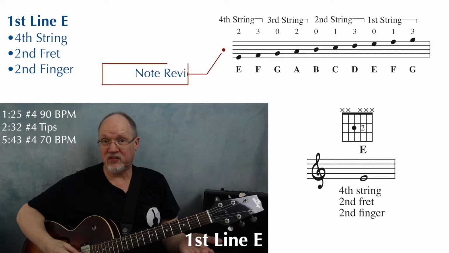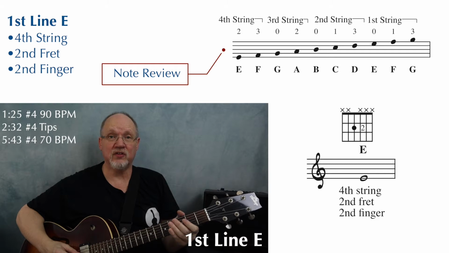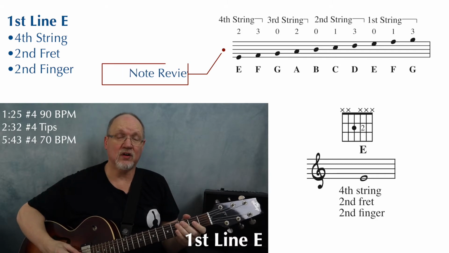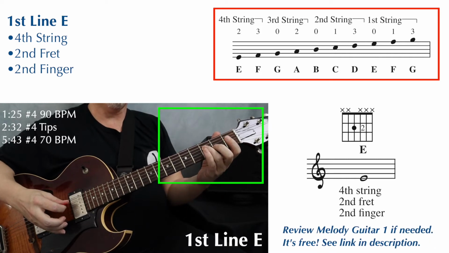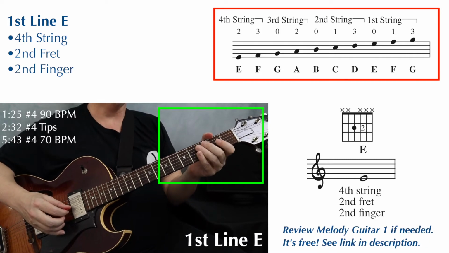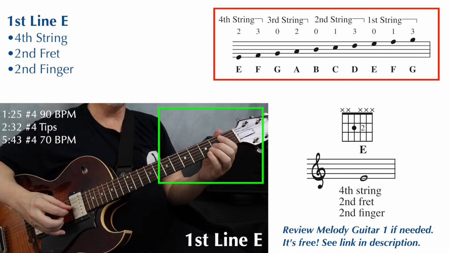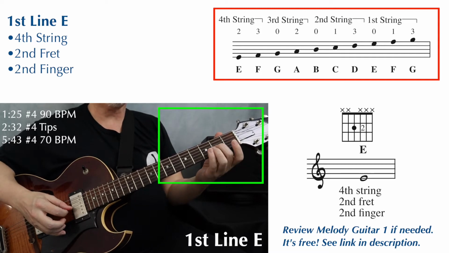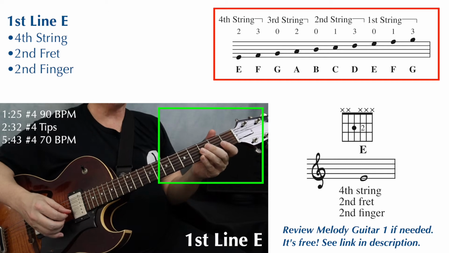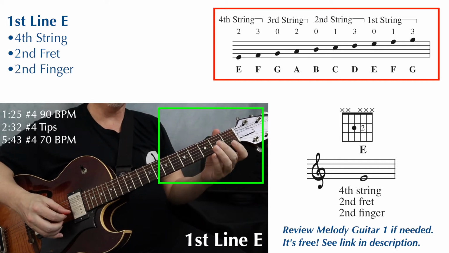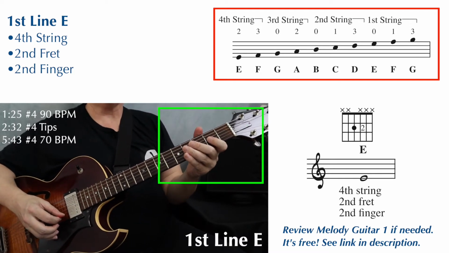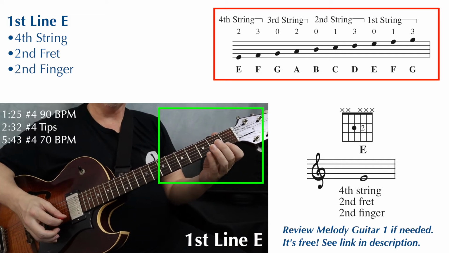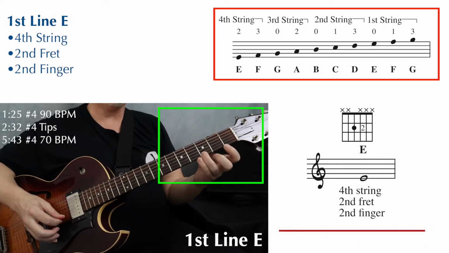Next to that new E, we see a string of notes. These are all the notes you've learned so far, including the notes from Melody Guitar Book 1. So we have our new E and our F on 3rd fret. Those are on the 4th string. G and A on the 3rd string. That's open and then 2. B, C, and D on the 2nd string. That's open, 1, and 3. Then E, F, and G on the 1st string, that's open, 1, and 3.